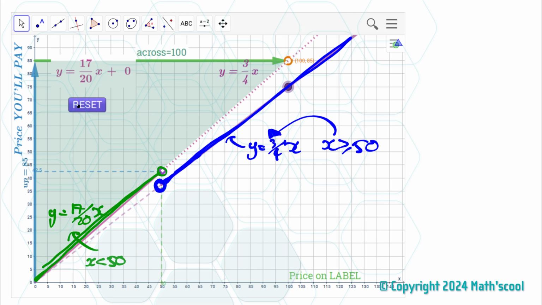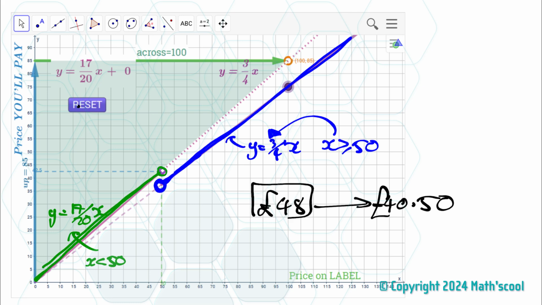And what that means, strangely, and this does happen in real life, is if you're buying something, and let's say it costs £48, so you'll be on this line here. So you'll only get the 15% discount. So the 15% discount means you'll pay £40.50 for that item. So that's the undiscounted cost. And that's how much you'll pay at the till. That's the discounted bill.